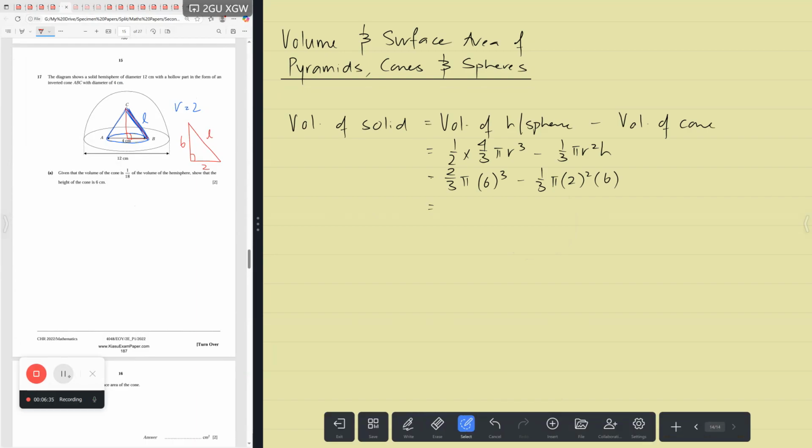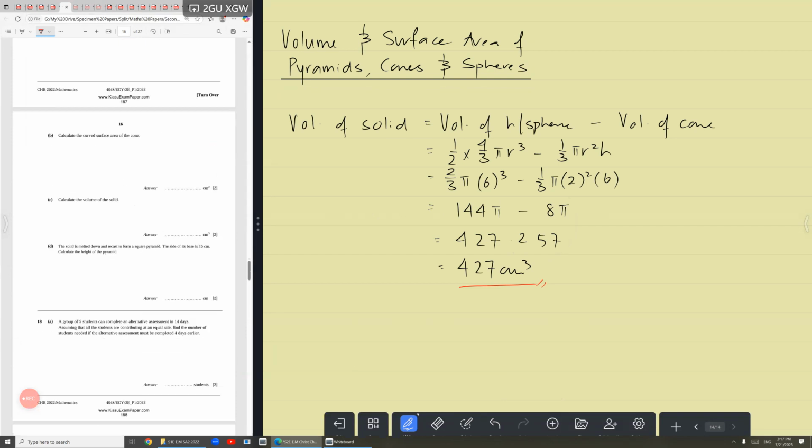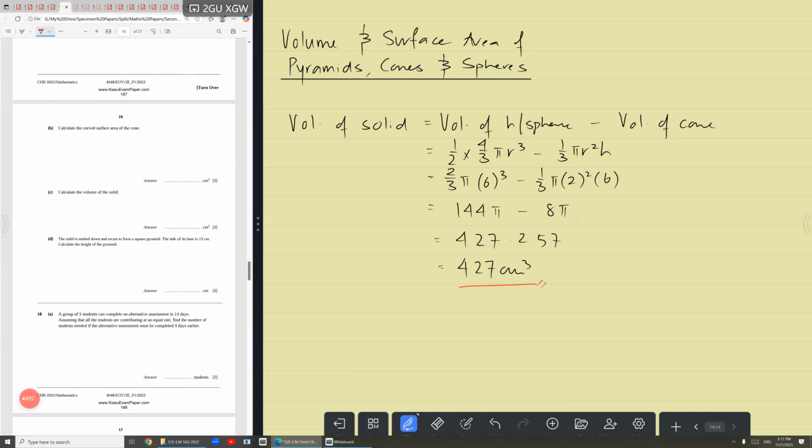We will get 144 pi minus 8 pi. So 144 pi minus 8 pi is simply 4 equals to 427.257. Putting this to 3 significant figures, it will be 427 cubic centimeters. This is the volume of the solid. Okay, it's quite simple. Let's look at the last part here.